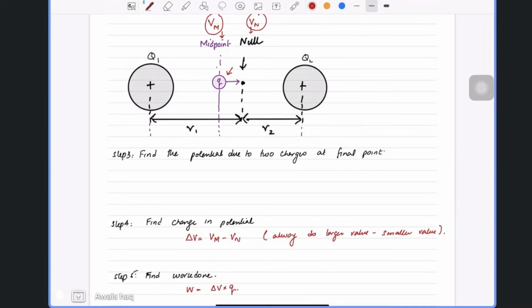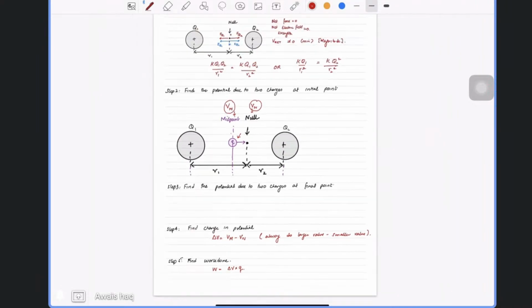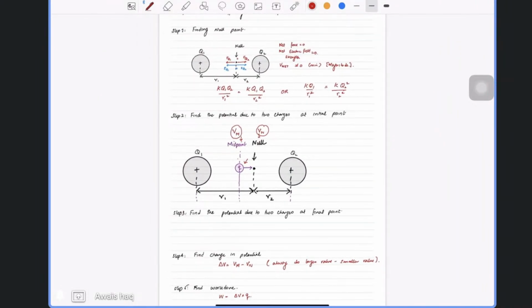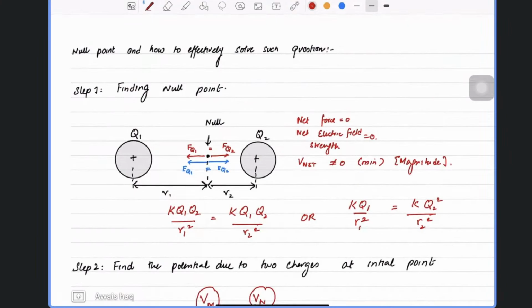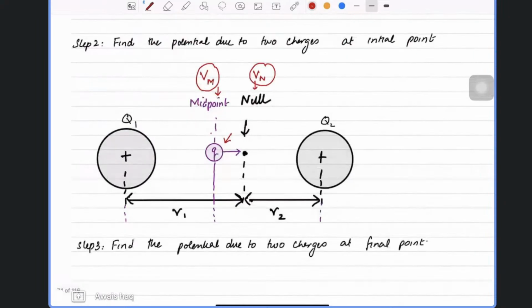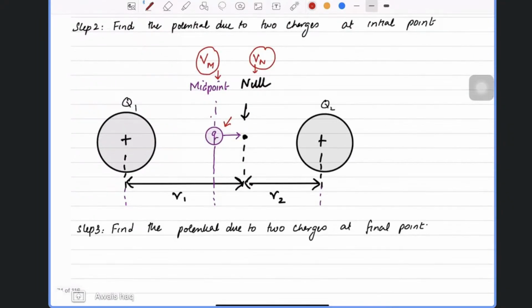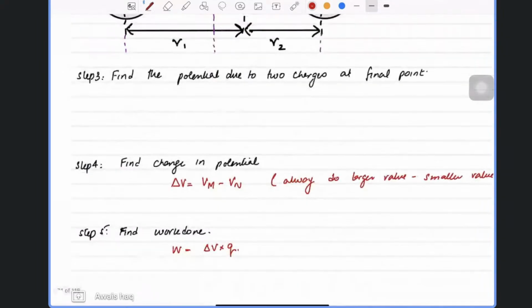Is it clear? So what I've done is I've laid out a map. In 5 steps, if such a question comes, you can always find the right answer. Again, I'm just repeating. At the null point, net electric force is 0, net electric field is 0. When you are looking at a charge that moves from one point to another, you're going to find the potential at that point, the potential at the other point, and then find the change of the potential, and whatever that is, you're going to multiply it with the charge of that particle that is moving, and obviously you're going to get the work done in doing so. All right, is it clear, everyone? Any questions? Please let me know.